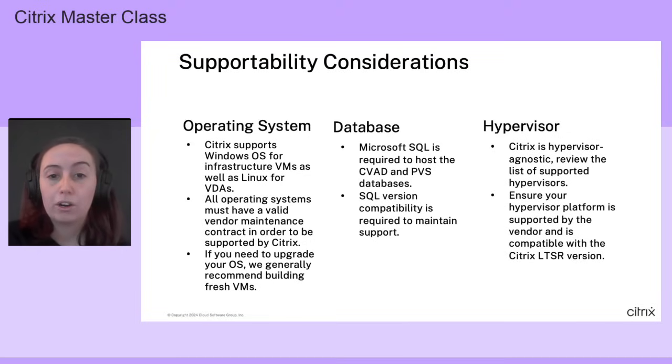When you're upgrading your operating systems, you want to ensure that you're moving to an operating system with a decent maintenance window, because you don't want to have to update those machines again in the near future. For example, if you're currently on OS 2012 R2, you probably don't want to move to OS 2016, as that maintenance window is closing shortly. You're going to want to move ideally to 2022 or even 2019. So again, for operating systems, you want to make sure those are fully supported or under valid maintenance contracts in order to be supported by Citrix.